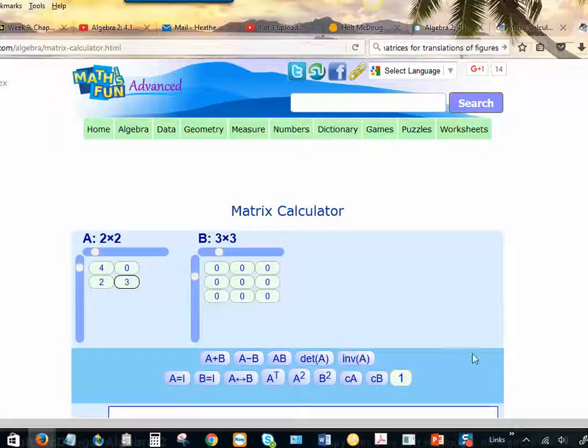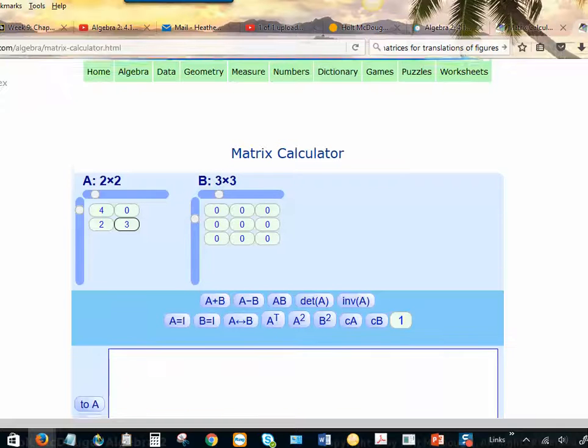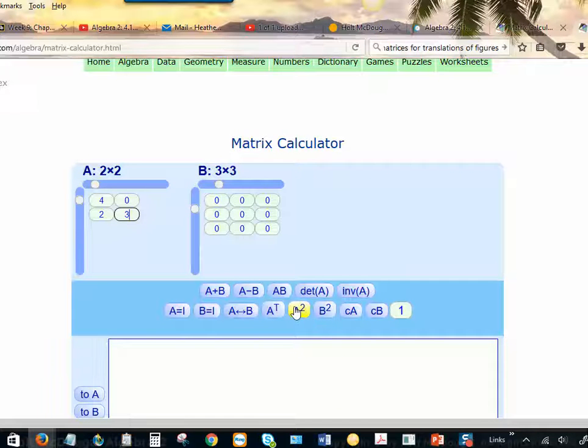So there is an A squared button. There's also A to the T. I'm not sure what that means. Oh no, that was something else. I switched some stuff around, so I'll change this back to what I had. So I'm going to do A squared. Here's A squared, 16, 0, 14, 9.